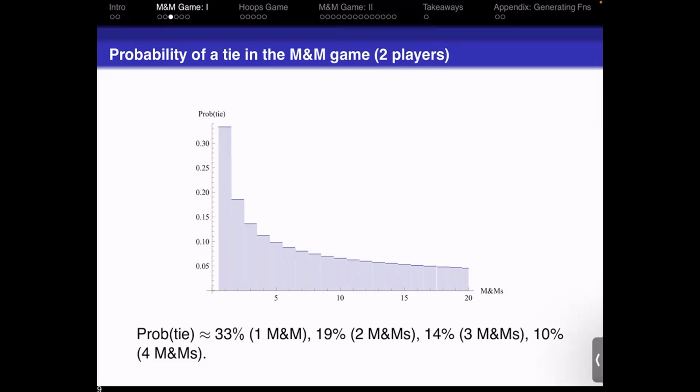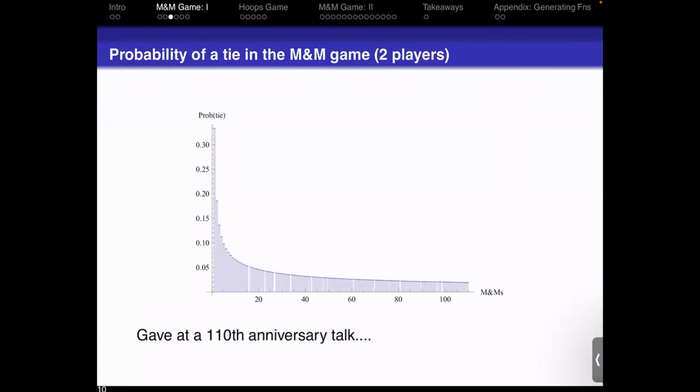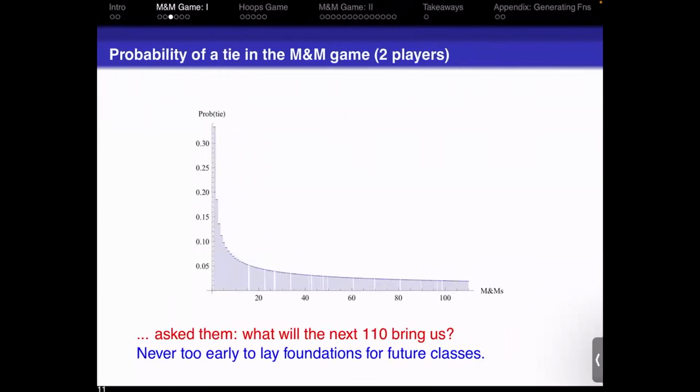So I gave this at the 110th anniversary of the organization. So I plotted the stuff up to 110. And then the question was, where do you think it will be in the next 110, where do you think it will be at 220? So when you look at this, what might you estimate the probability would be at 220? Any thoughts? So you're saying it's approximately stabilized at this point.